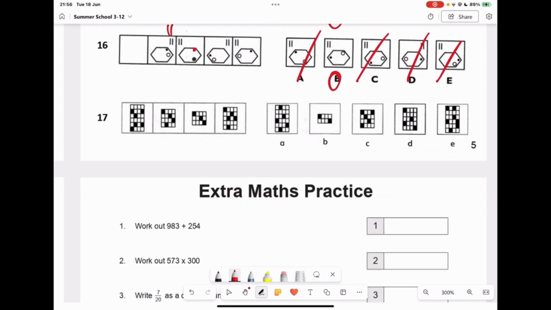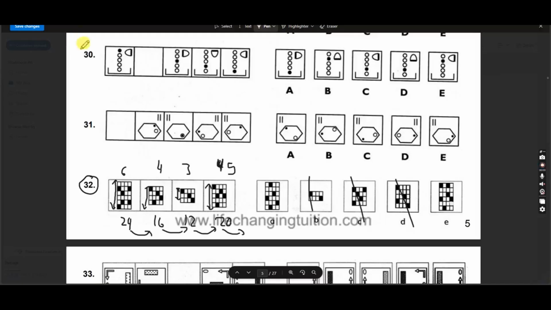Next is question 17. So we can see that we have a grid of 4 by 6, then it goes to 4 by 4, then 4 by 3, and then it goes to 4 by 5. So this has a length of 6, this has a length of 4, this has a length. So question 32. Apologies for all of the drawings on here already. I'm just going to rub these out.